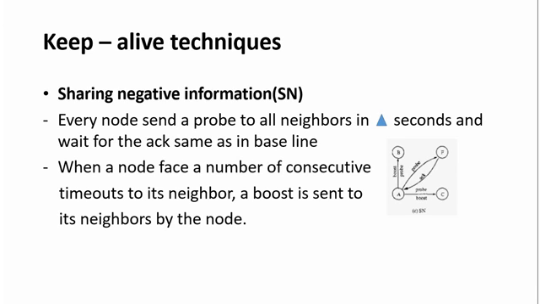If you see the nodes A and C, then a boost message is sent to the node C because A and F are sending probes to their neighbors, and A and F face a number of consecutive timeouts, so a boost message is sent to its neighbor by the node.